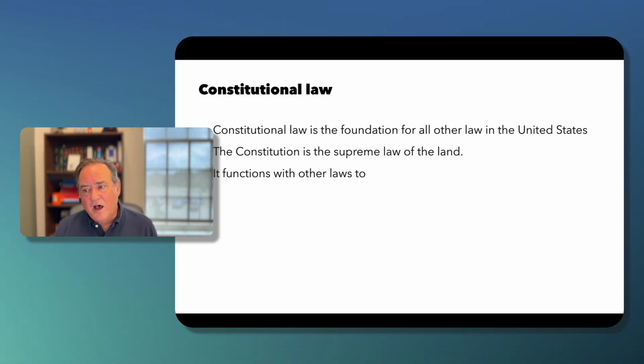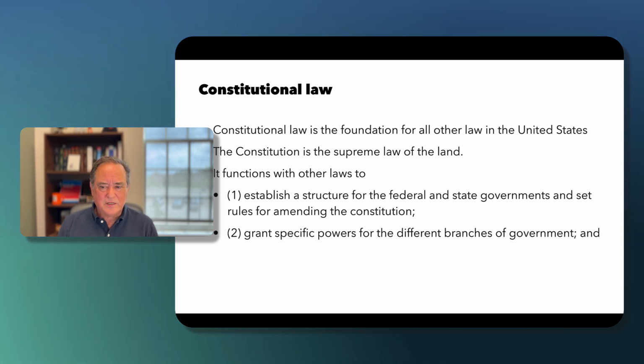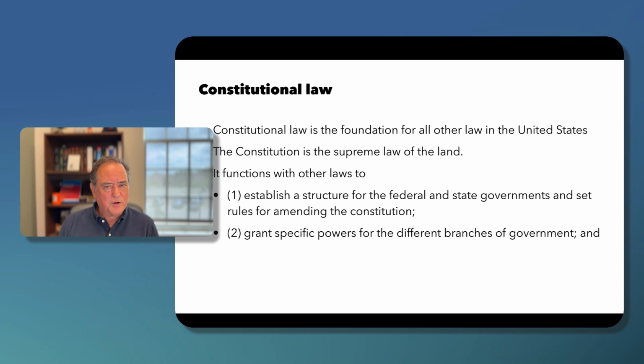Now, it functions with other laws to establish a structure for the federal and the state governments, and also sets out rules for amending the Constitution. If you want to change the Constitution, you can do so. You simply have to follow the rules that are set out in the Constitution. It also grants specific powers for the different branches of the government. So Congress has certain powers, according to the Constitution. The President of the United States and the executive branch has powers according to the Constitution, and the judicial branch, the federal court system, has powers that are derived from the Constitution.